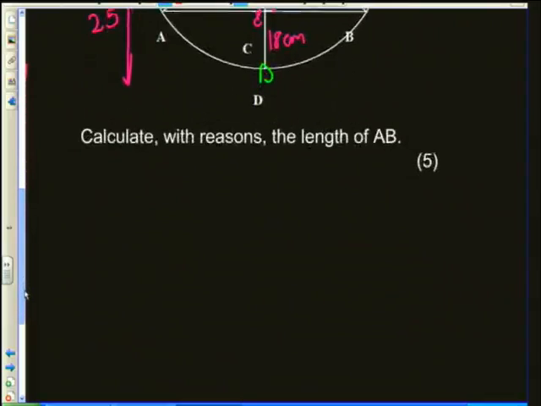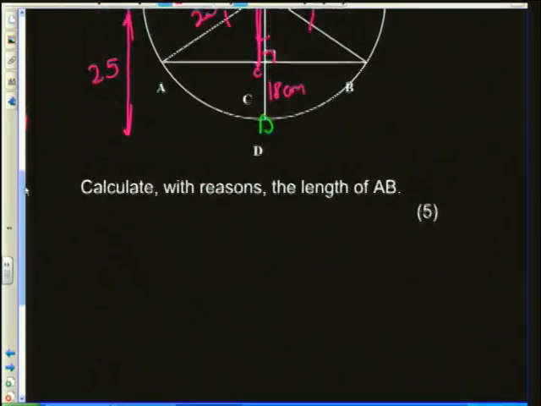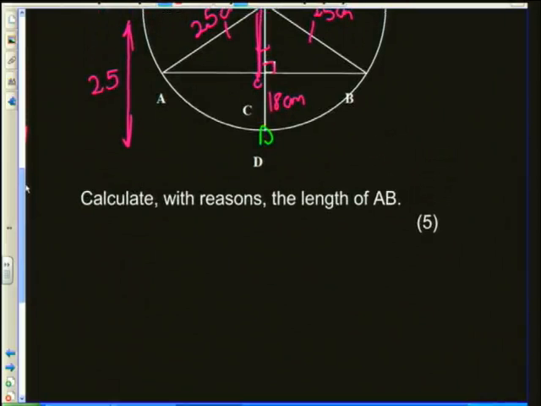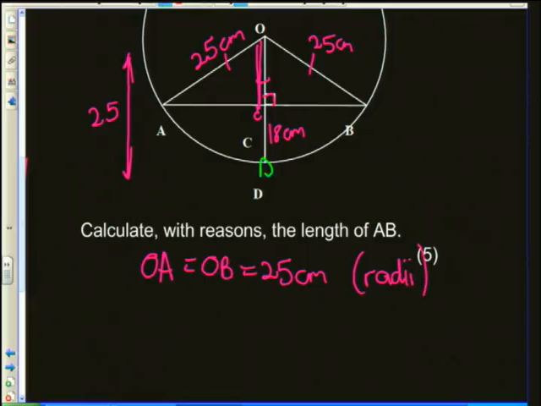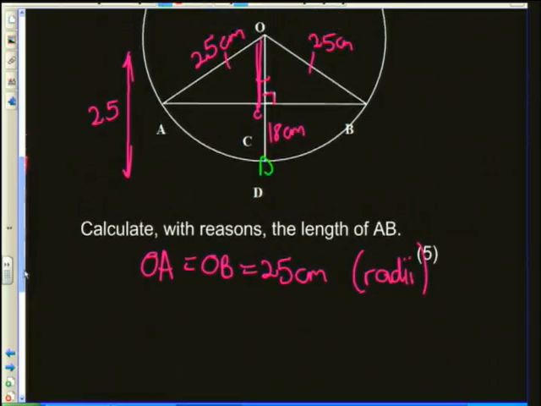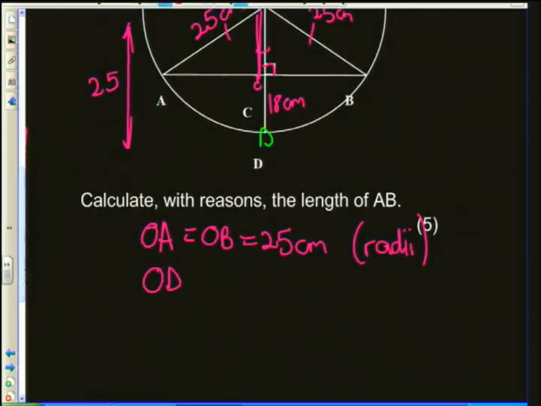Anyway, let's see what they want us to work out. They want us to work out, for 5 marks, the length of AB. So AB is that chord there. Okay, we need to give reasons all the time with geometry. So we know that OA is equal to OB, and they are both equal to 25 centimeters, and the reason will be they are the radii of a circle. And OD is also equal to 25 centimeters, and the reason is it's a radius.